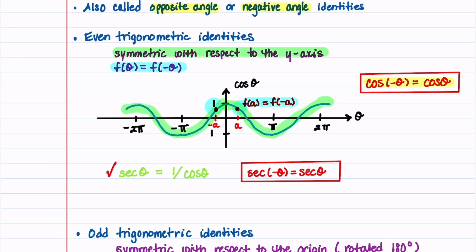Since secant theta is equal to 1 divided by cosine theta, the second even trigonometric identity is secant of minus theta is equal to secant of theta.